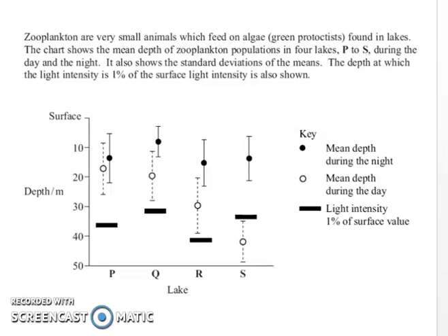So this is another way in which we can show standard deviation. The dot is showing you the mean, and the spread, this is our standard deviation here. Now, it doesn't really matter what this is about, but if you look, these two means look different from each other, the black dot and the white dot. So the mean depth during the night and the mean depth during the day, they are different.